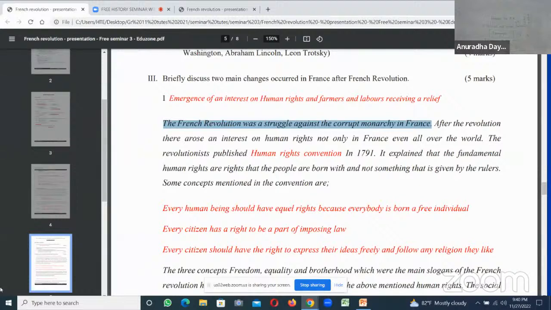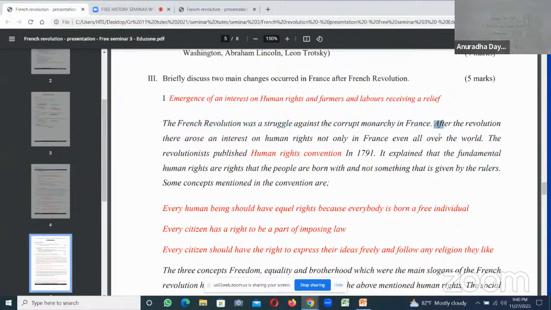There are possible questions, there are past paper questions, and everything is there. Blended something. So when you read that, you're okay with that question. After the revolution, there arose an interest in human rights.